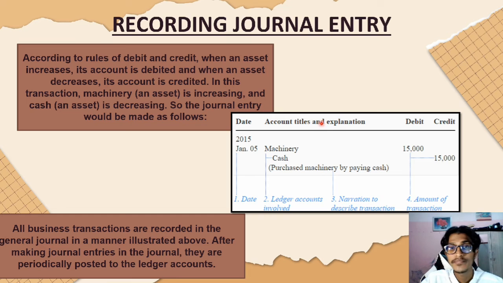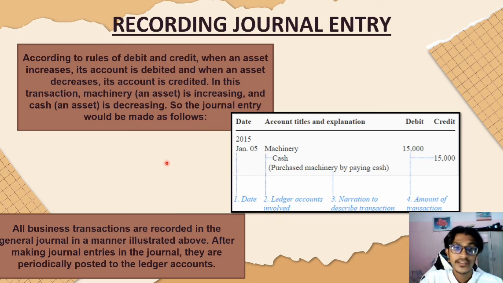As you can see, first we have to write our format, which is date, account titles and explanation, and debit and credit. First, we write our date, and second, the ledger accounts involved, which from the statement above are machinery and cash. The third is the narration to describe the purpose of the transaction. And lastly, the amount of the transaction, which is 15,000, debit and credit. Debit and credit must be equal in amount.